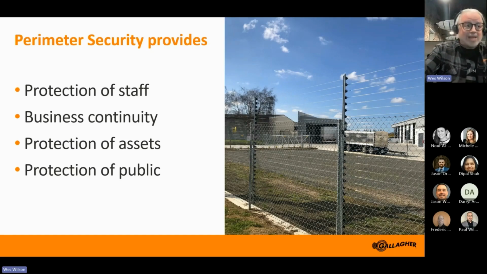It provides protection of your assets. It provides protection of the public when you've got people trying to get into dangerous spaces, and we'll talk about that in just a little bit.